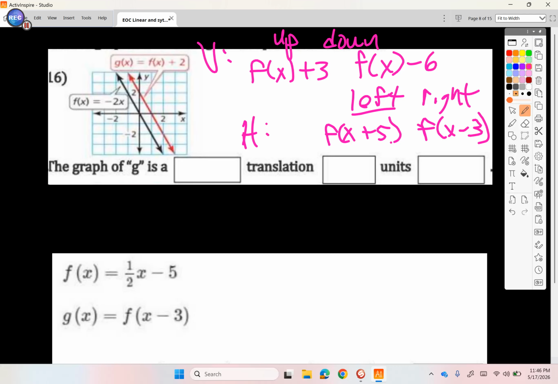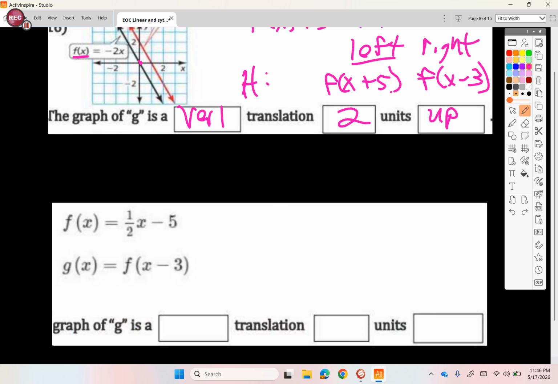So it's simple here, right? From the black line, which is F, to G, which is the new line, look at the movement here, plus 2 on the outside. Right, that's a vertical movement of up 2 units, or 2 units up. So here, what movement would that be? That would be right 3. So here you put horizontal, because right or left is horizontal. 3 units, right.